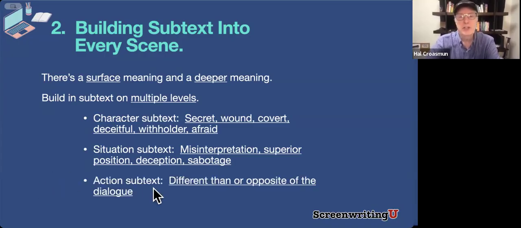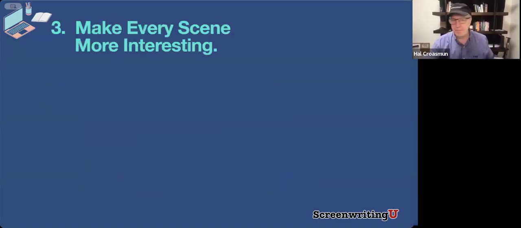And then action subtext. This means the action is different than or opposite of the dialogue. So whatever the dialogue is, you go opposite. That simple version I said earlier: a character says, I love you, and then punches the other, like really punches them. That's opposite. The action is different. So number 3, make every scene more interesting.